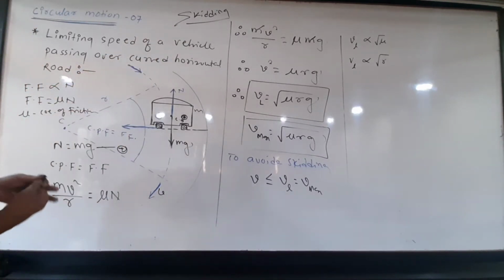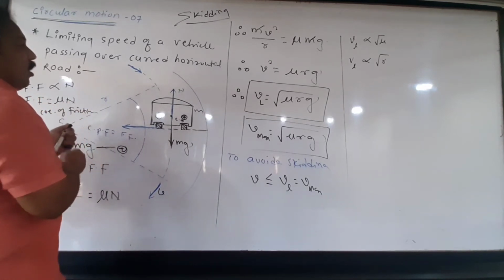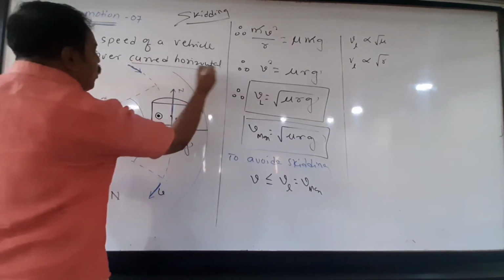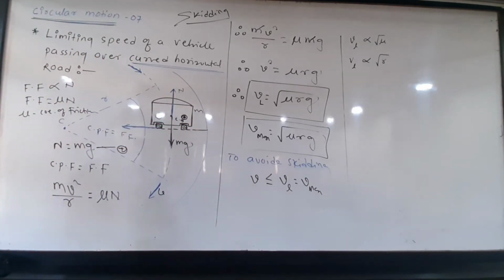But for which type of road? Look at this. This is for a curved horizontal road. For which type of road? Curved horizontal road. Have you got it?